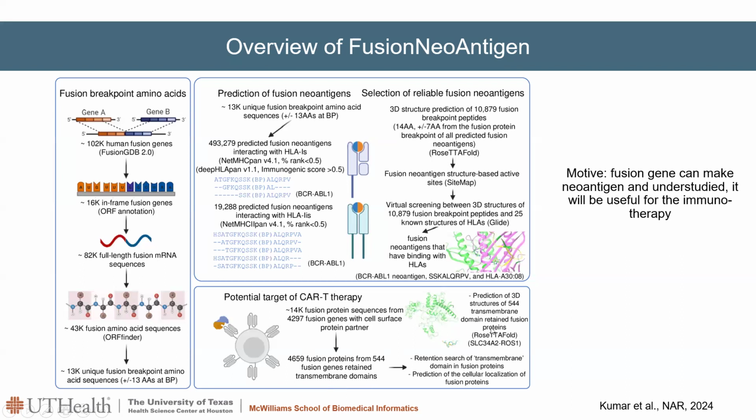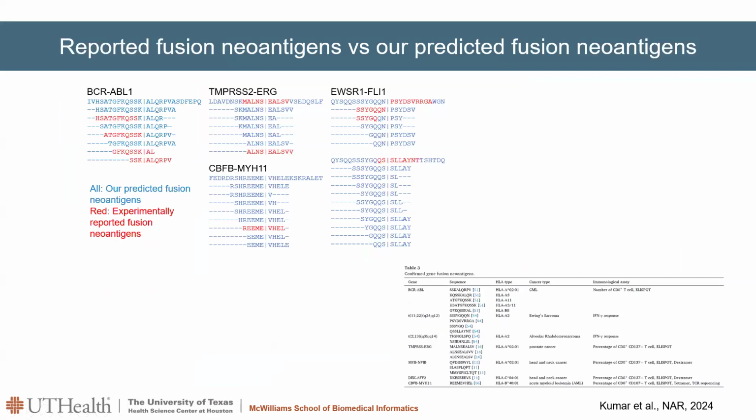For these, we predicted the 3D structure, checked the domain retention, and also predicted the cellular localization, whether they are located in the transmembrane. This is the example of very famous fusion genes. The blue ones are all our predictions. And among these, only the reds are the experimentally reported fusion neoantigens so far.